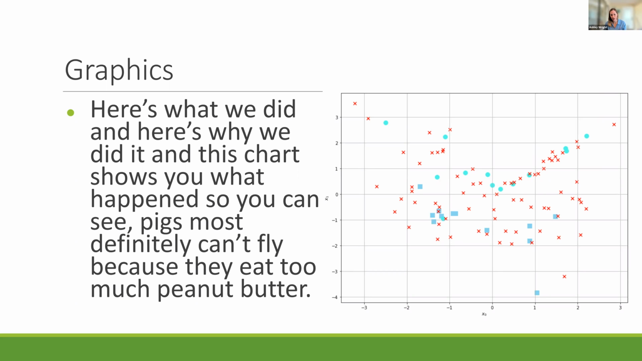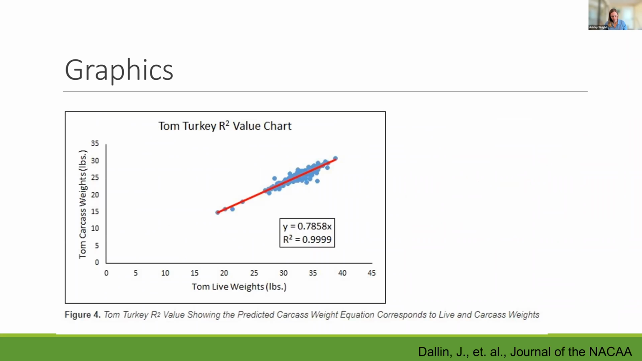So this graph, we maybe don't know if pigs can't fly because they eat too much peanut butter, because this graph has no labels at all. We have no idea what the X's mean, what the dots mean, what the squares mean, even what the axes are at all. So let's look at a better example.